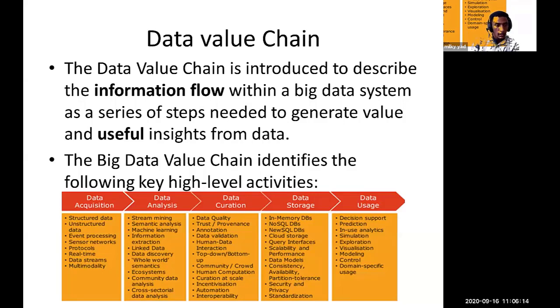So the big data value chain identifies the following key high-level activities. Actually, when we see this data value chain, there are 5 major steps or activities. Okay, the first one is data acquisition, or gathering. The second one is data analysis, or data analyzing.